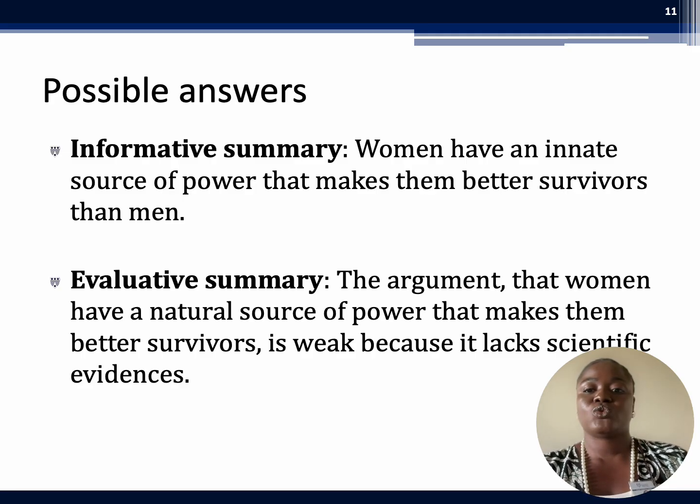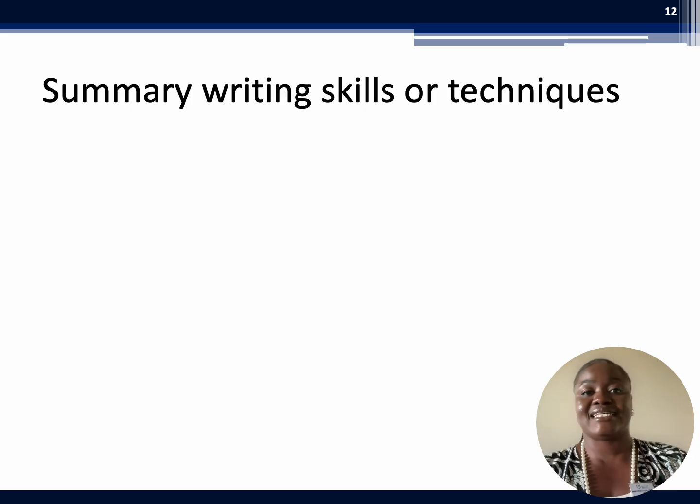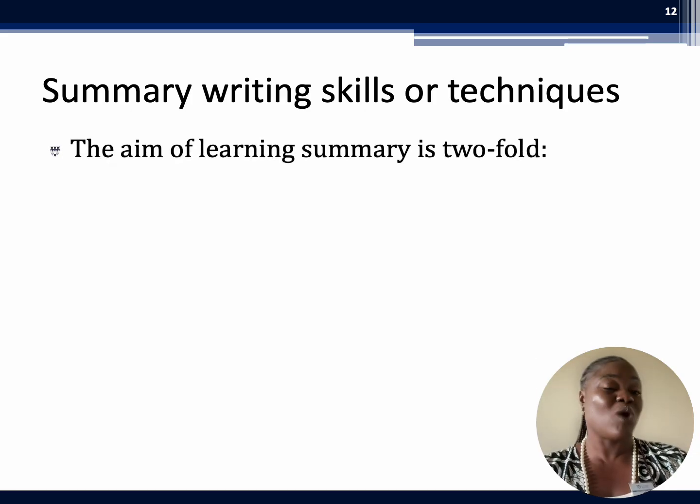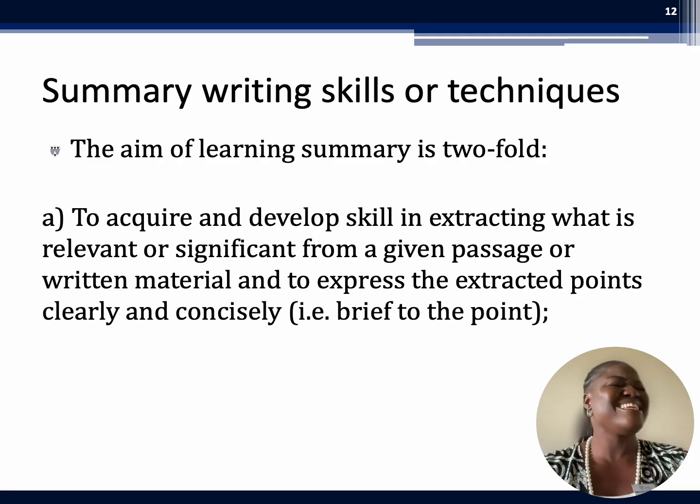Let's move on now to talk about summary writing skills or techniques. What's the aim of learning summary? Why are you having to learn how to do summary? It's actually twofold. I can say that there is a dual educational purpose of summary writing. The first one focuses on analytical skills, learning to identify and extract important information. It's a core critical thinking skill that you can transfer to many academic and even professional contexts.